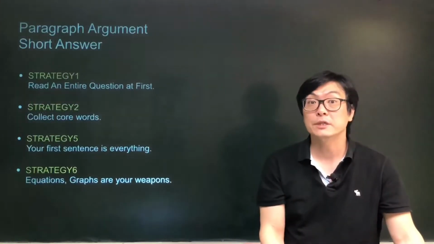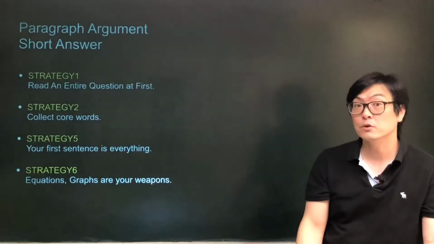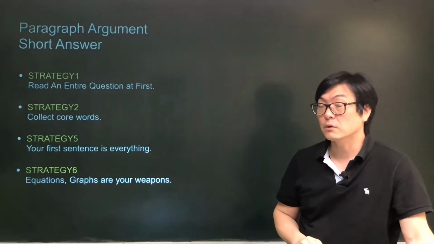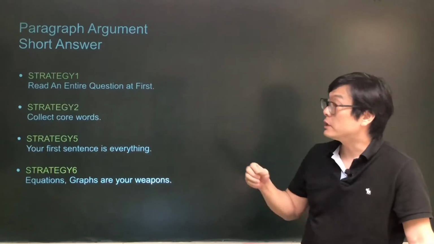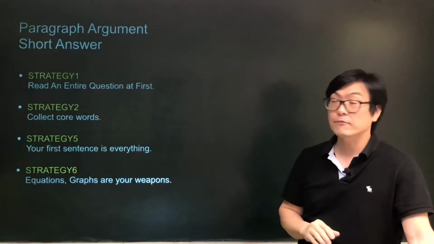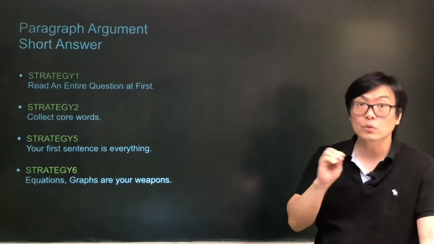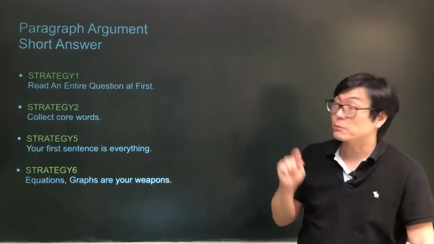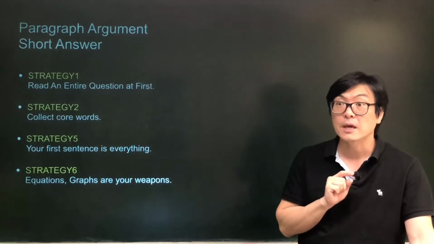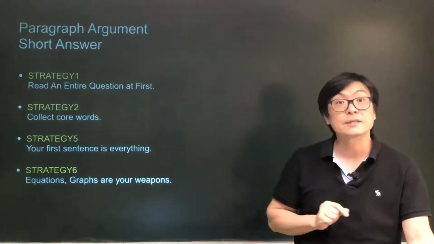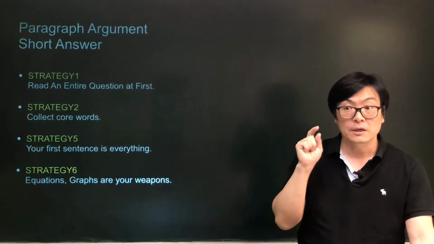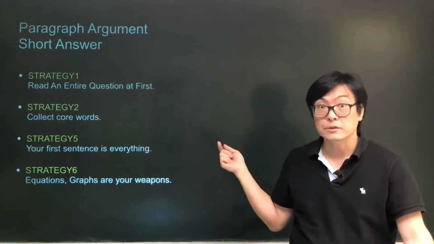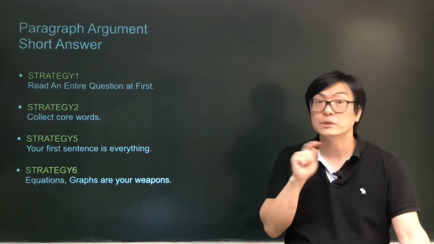Let's remind ourselves of the strategy for this paragraph argument short answer problem. Strategy 1 and 2, similar to the quantitative-qualitative transition problem: we need to read the entire question first, quickly, and collect the core words and important information. Strategy 5, especially for the paragraph argument, is the most important: your first sentence is everything. If the question asks, do you agree or do you disagree, then your answer should start with, yes, I agree, or no, I don't agree.